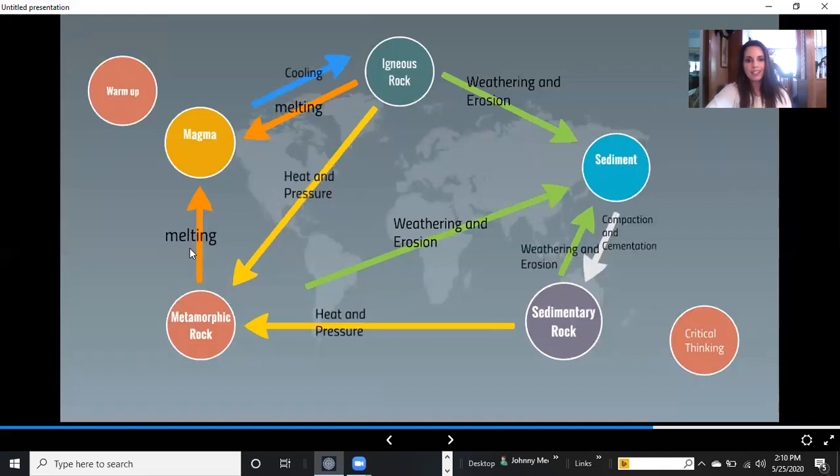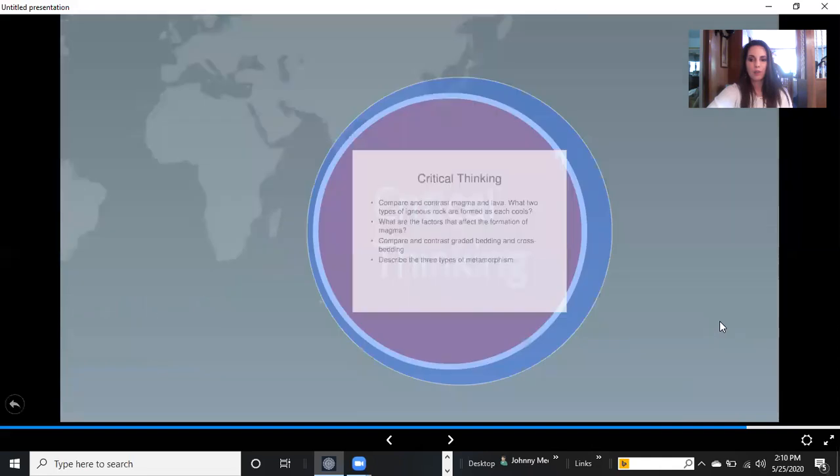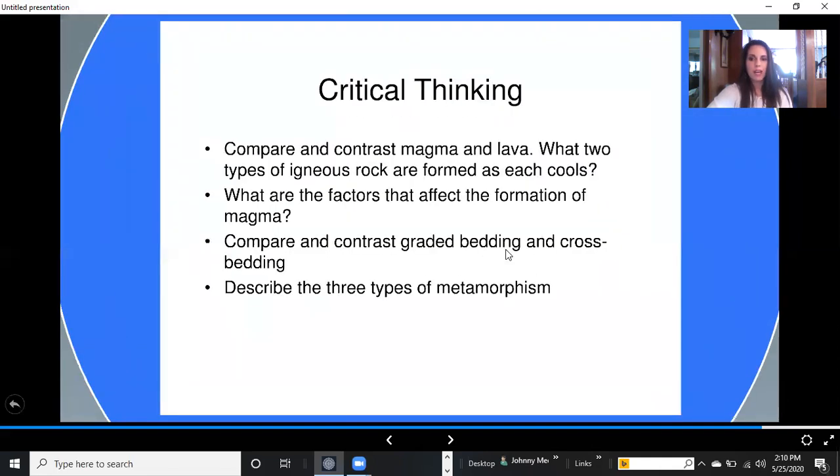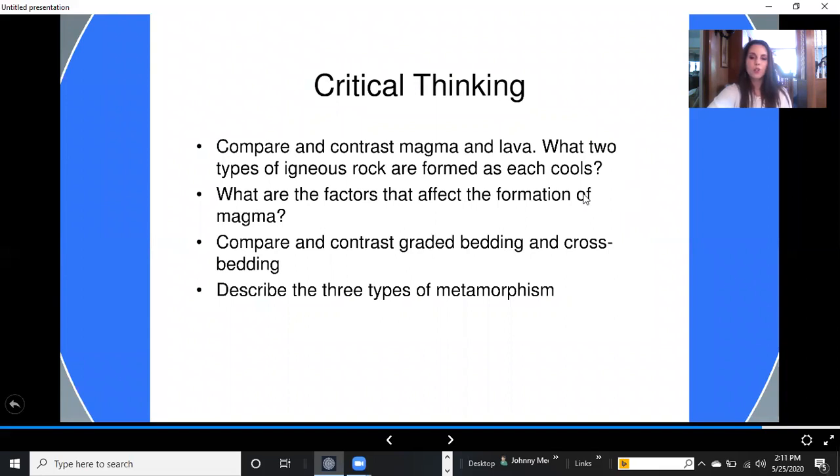So as you can see, it's the rock cycle. It looks like a complex system, but actually it's pretty easy to explain. And so this is an overall view of the rock cycle. And now I have some critical thinking questions for you. Compare and contrast magma and lava. What two types of igneous rock are formed as each cools? You should be able to go back and look at the definitions of magma and lava, and also determine what types of rocks are formed.